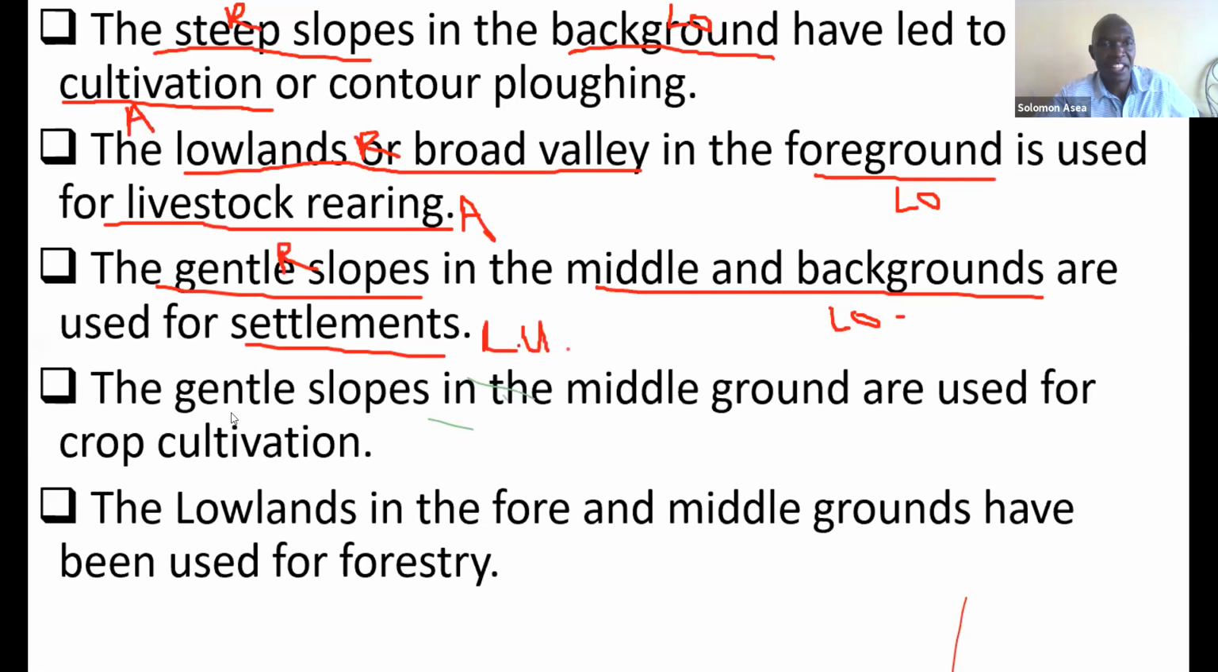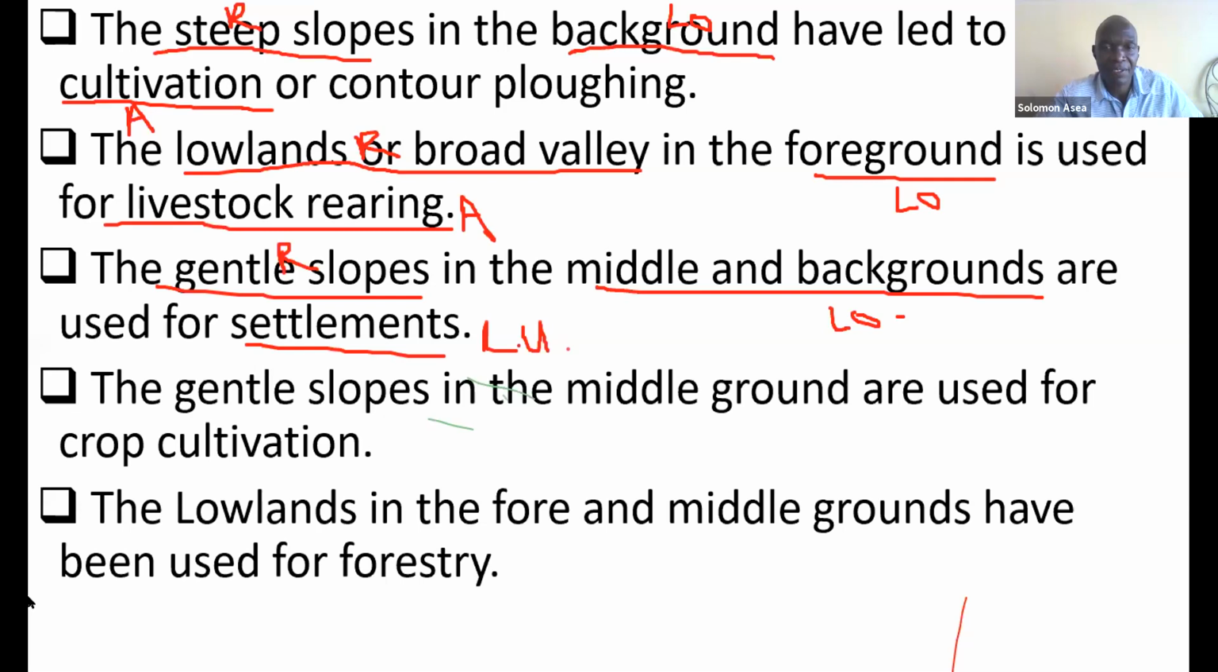Then the gentle slopes in the middle ground are used for crop cultivation. In the middle ground there is also crop cultivation on the gentle slopes. Where there is terracing cultivation, though it is all cultivation, the slopes are steep, so it is terracing. Where they're gentle, there may be no terracing, just like in the middle ground.